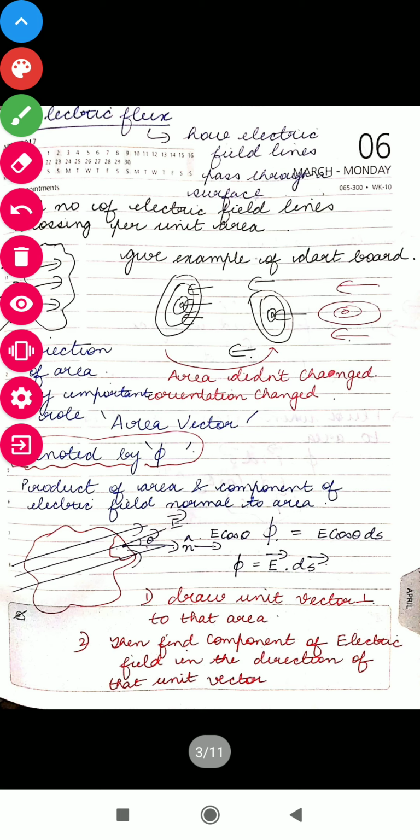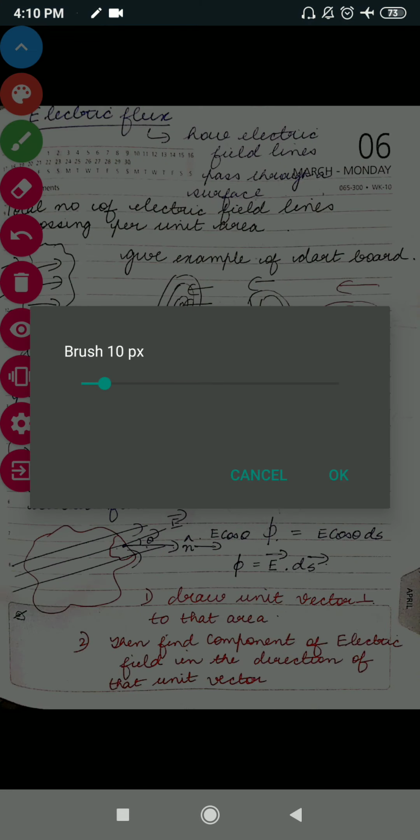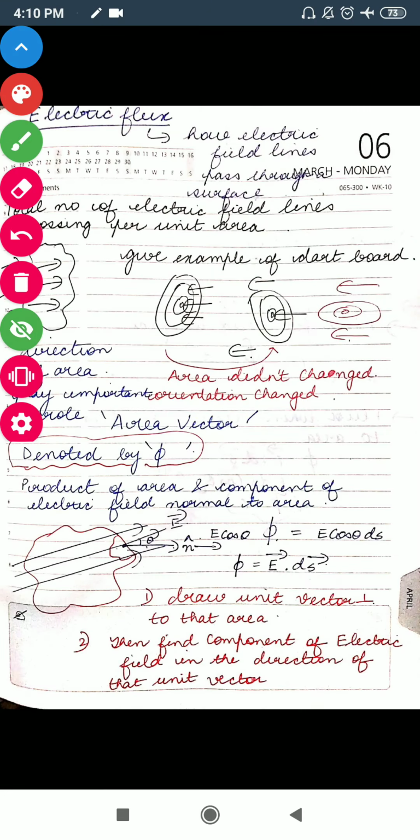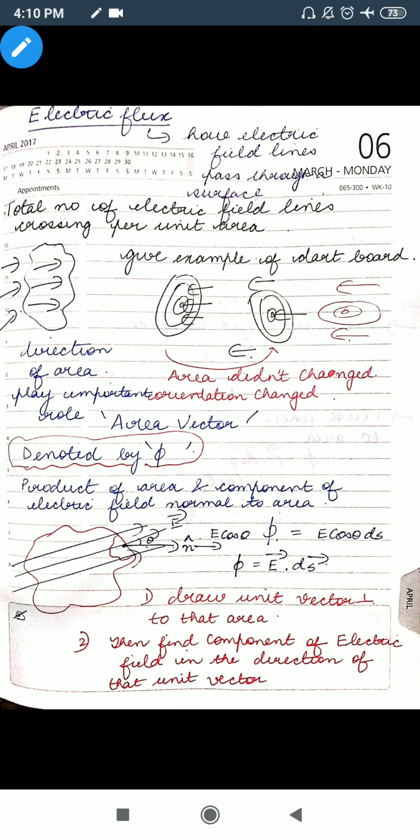Now, what is electric flux? Electric flux is nothing but how many electric field lines can pass through a surface. So the total number of electric field lines crossing per unit area is known as electric flux.